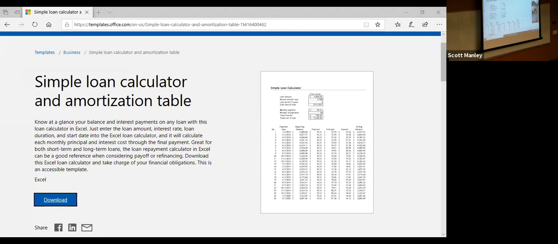The good stuff is down here below it. We need to know how much our payment is, but what we really need to know is how much is our principal and interest each month. Okay? So here's what I'm going to do.